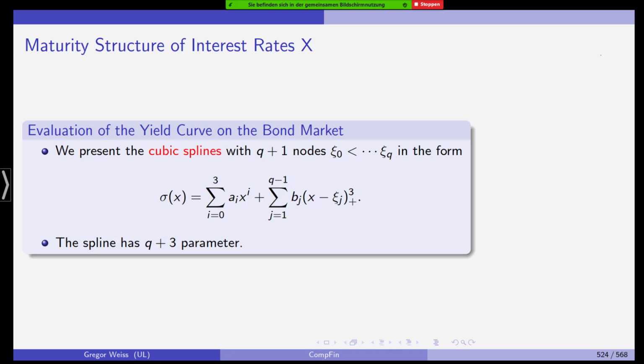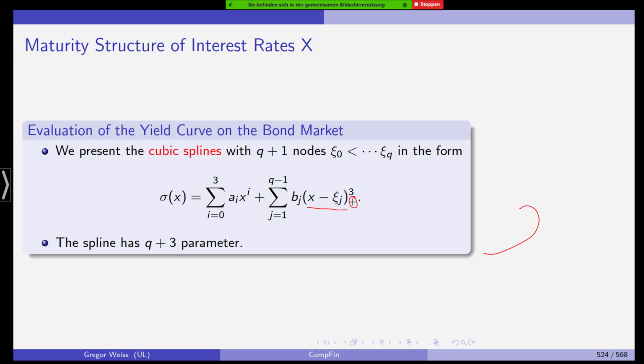So we take cubic splines with q plus 1 nodes, psi 0 up until psi q, in the form sigma. That's the spline, that's the function. And as you can see here, this is one way of writing down a cubic spline using this function here, which means that if this is positive, you take this difference. If it's negative, it's 0.